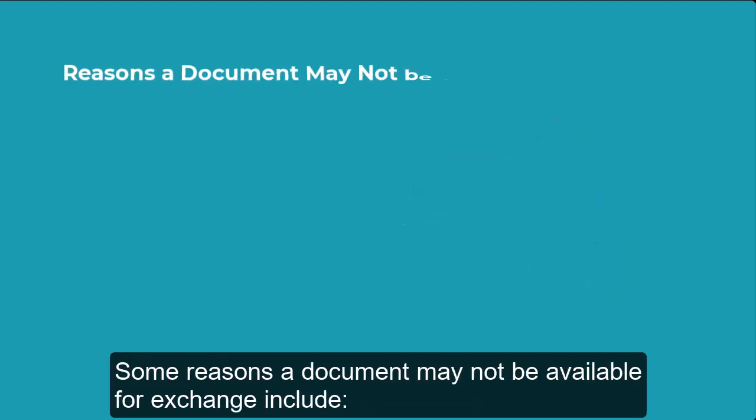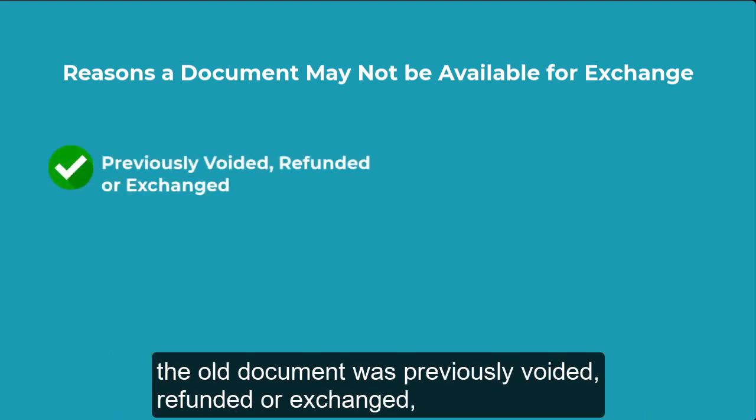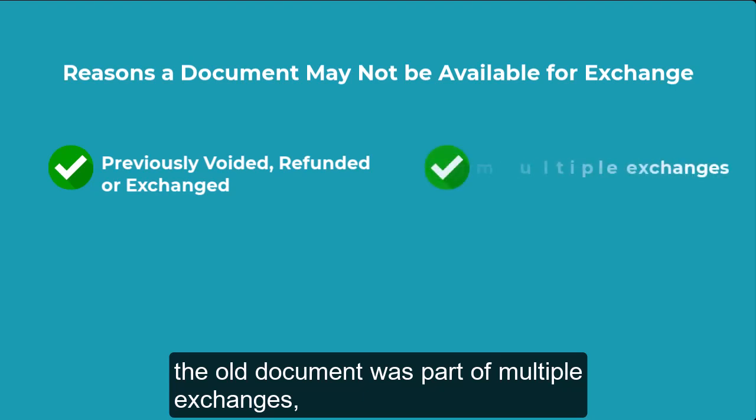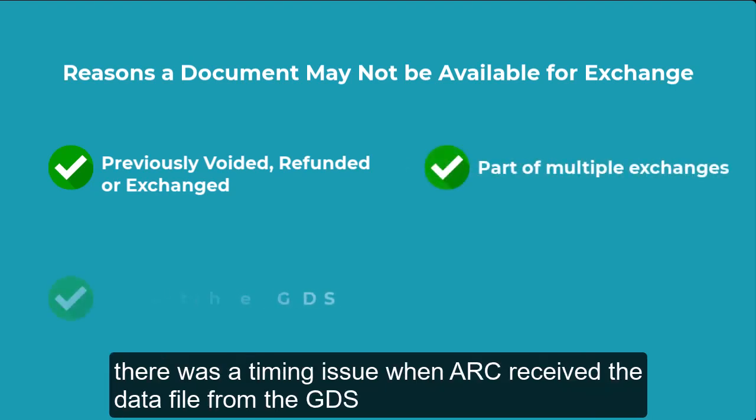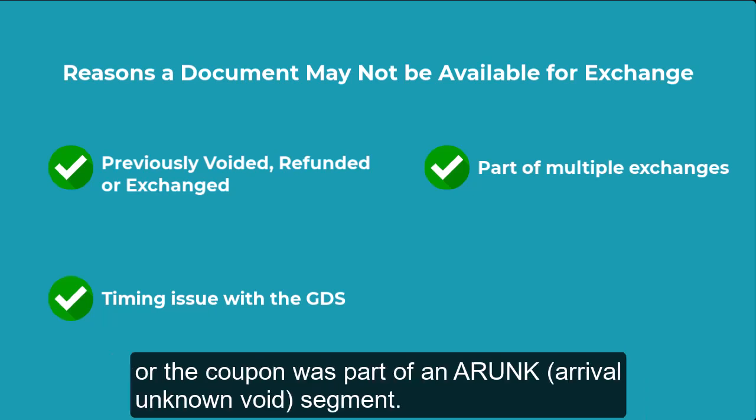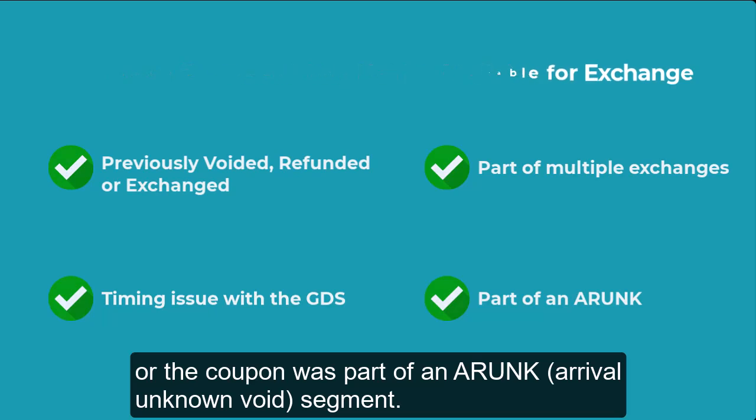Some reasons the document may not be available for exchange include the old document was previously voided, refunded, or exchanged, the old document was part of multiple exchanges, there was a timing issue when ARC received the data file from the GDS, or the coupon was part of an ARUNC, Arrival Unknown Void segment.